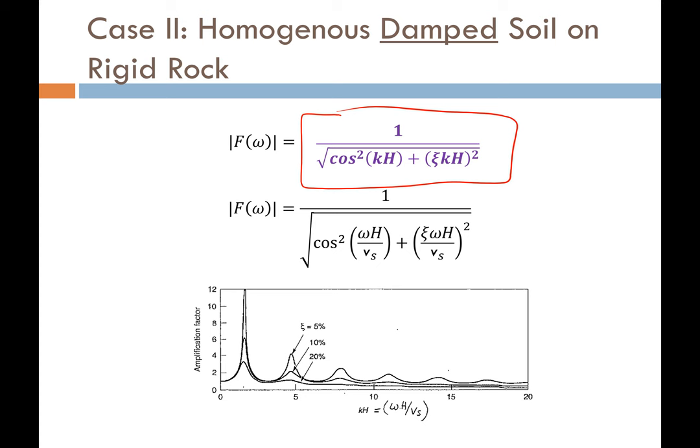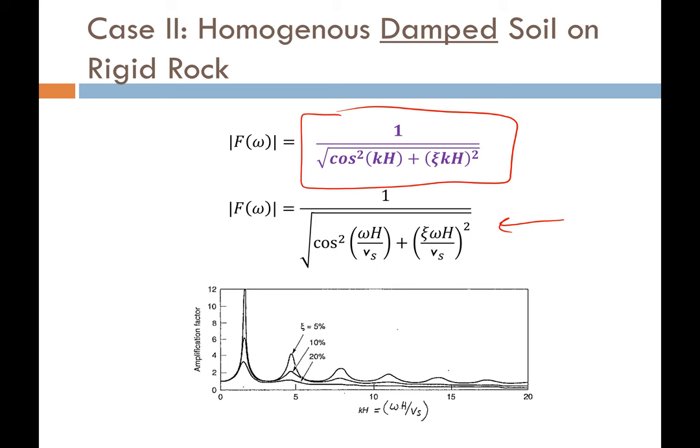And like before, we can swap out the wave number for the frequency and the propagation velocity if we wanted to, and that's what's shown in this bottom equation. Now, if we plot again this amplification function or transfer function as a function of k times h, instead of all of these harmonics going to infinity like they were before, you can see that the first harmonic is the largest, and then for every subsequent harmonic after that, it gets smaller and smaller and smaller.